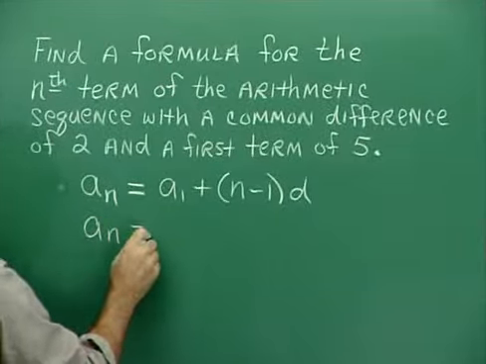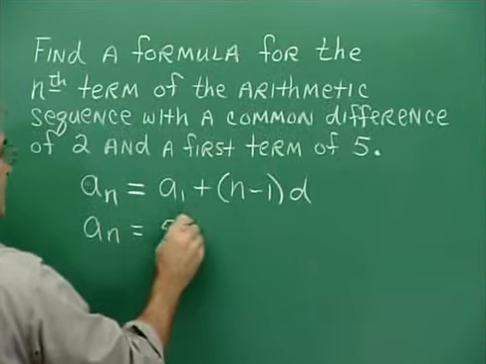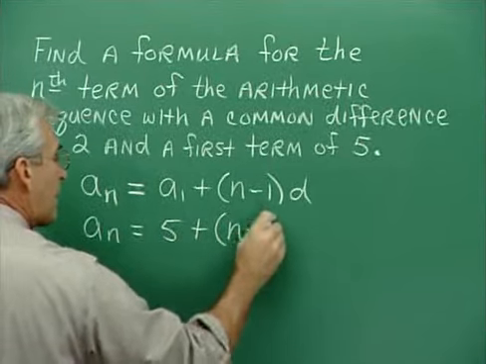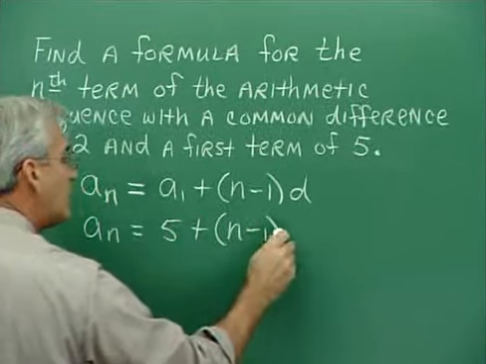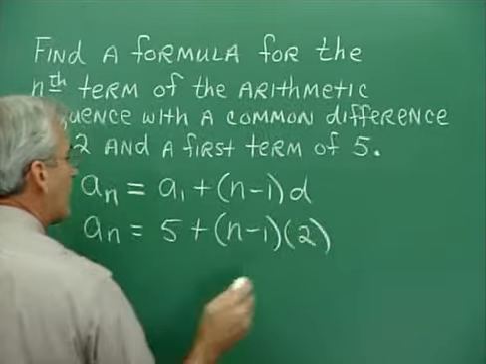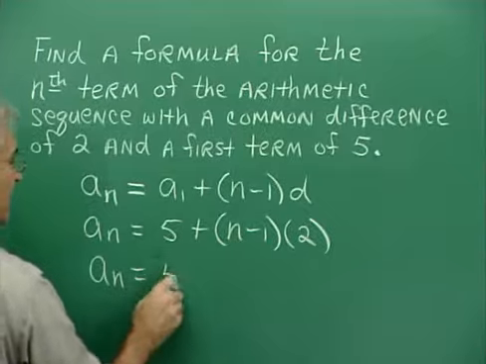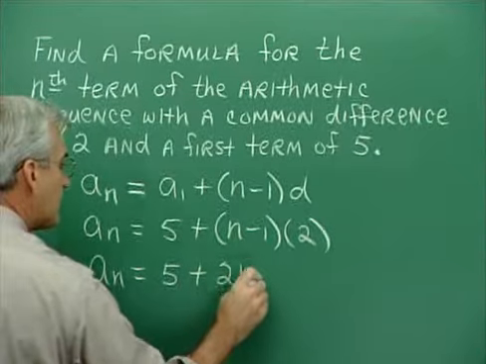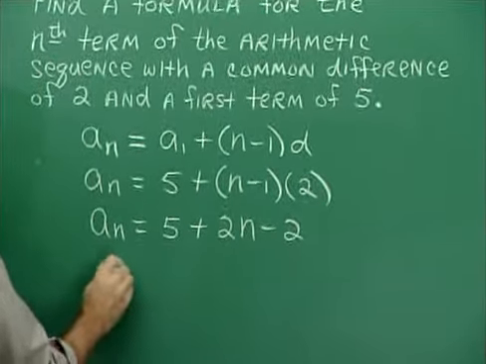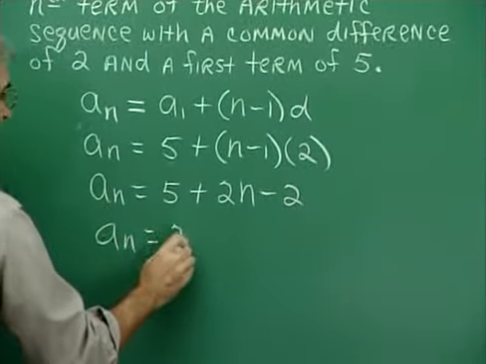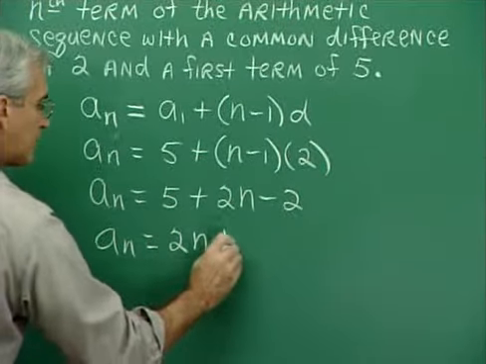All right, then we fill in the information we know. We know that the first term is given as 5, and the common difference is given as 2. And then we just simplify the expression. We have 5 plus 2n minus 2. And collecting constants on the right, the expression is 2n plus 3.